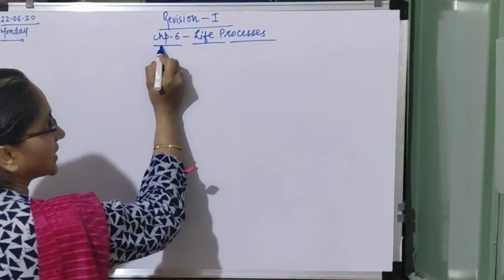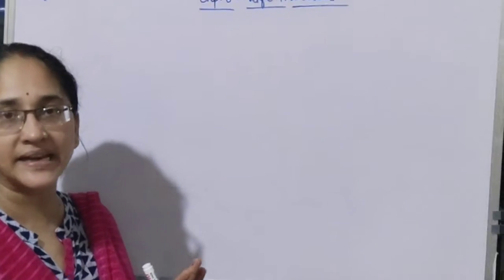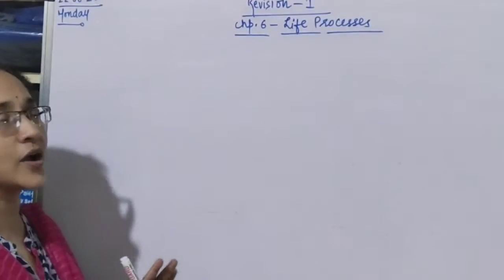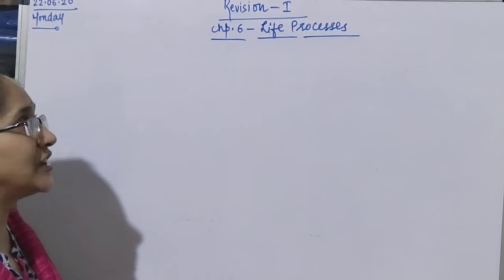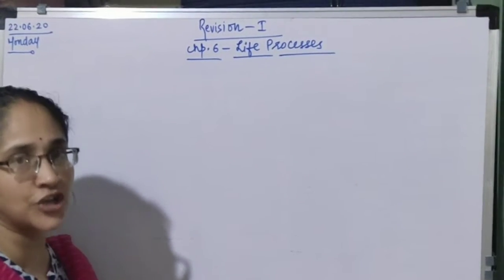With chapter 6, life processes. Let us get started with revision 1. We have already completed the chapter. Now today we are going to start with the revision of the important concepts related to the chapter.